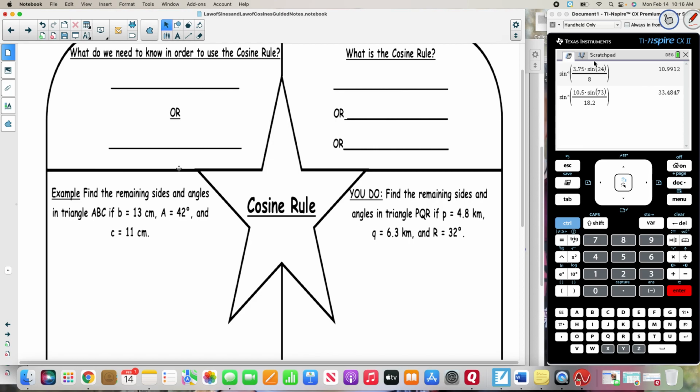So some people write out, what do we have to have? Well, if you don't have an angle measure and the side across from it, then you have to use law of cosines. If you have an angle measure and the side across from it, then you may use law of sines. Otherwise, you have to use law of cosines. So we need to know what? The angle measure and the side across. If you have an angle measure and the side across from that angle, you can use law of sines. If you don't have that, then you have to use law of cosines.